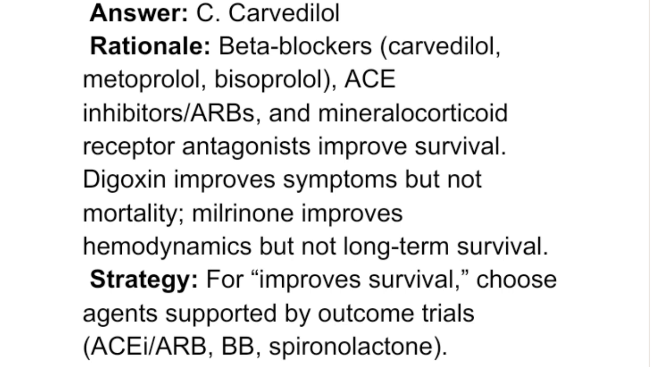Digoxin improves symptoms but not mortality. Milrinone improves hemodynamics but not long-term survival. Strategy: for improved survival, choose agents supported by outcome trials: ACEI/ARB, beta blockers, spironolactone.